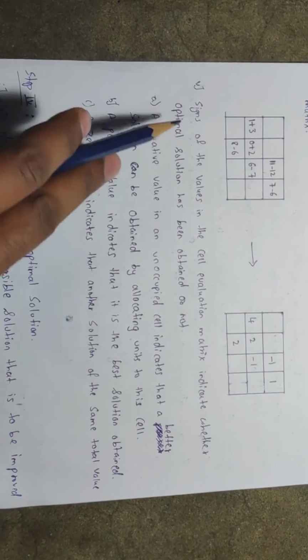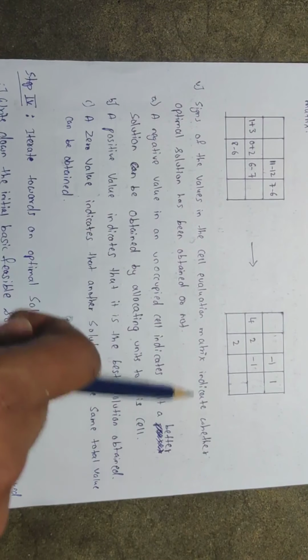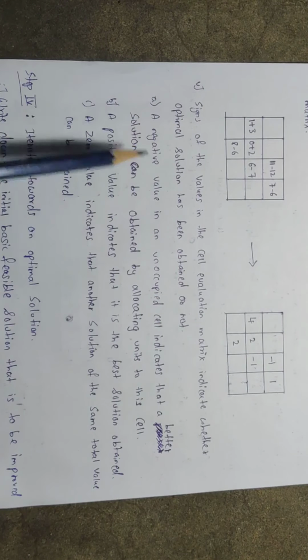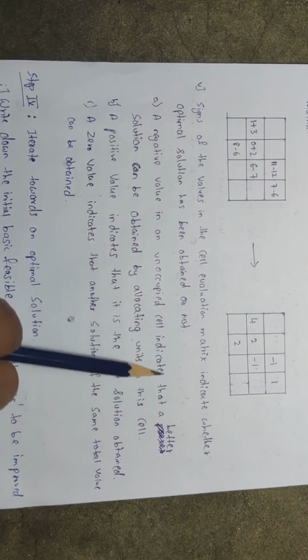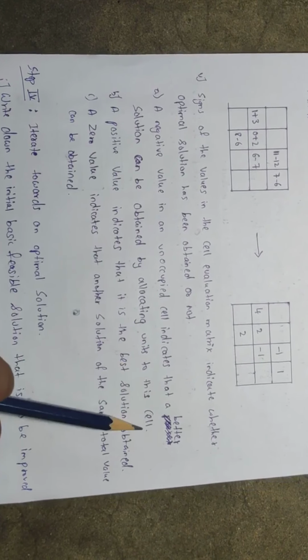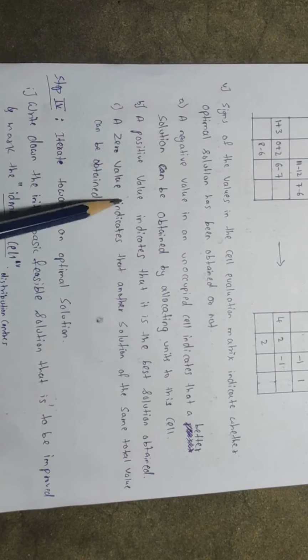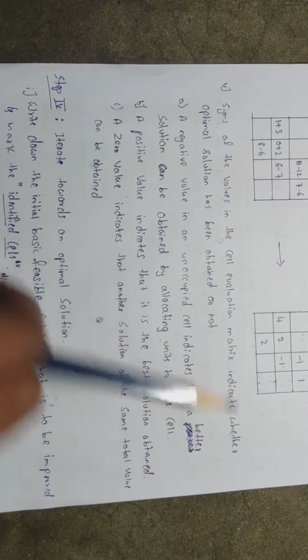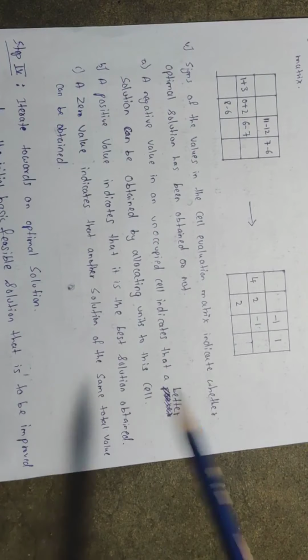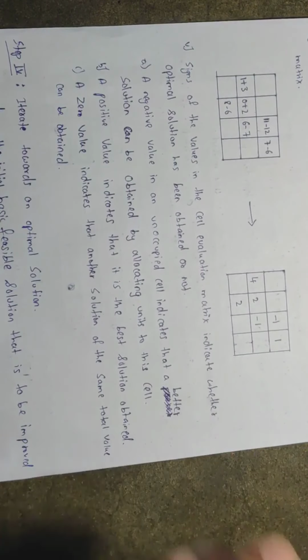You can check, I have written some rules here. Signs of the values in the cell evaluation matrix indicate whether the optimal solution has been obtained or not. A negative value in an unoccupied cell indicates that a better solution can be obtained by allocating units to this cell. A positive value indicates that it is the best solution obtained. There is nothing else apart from that. You cannot obtain the best solution unless all the values are coming positive.